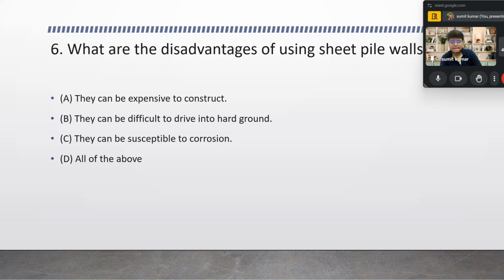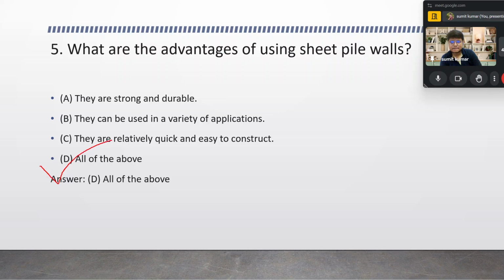Yes, sir. Sir, in question five, option C is quick construction. How is it possible? Seat pile is not quick construction, no? No, no. Seat pile wall is relatively quick, not quickest. Relatively quick in the sense that we have seen in the third or fourth slide only.